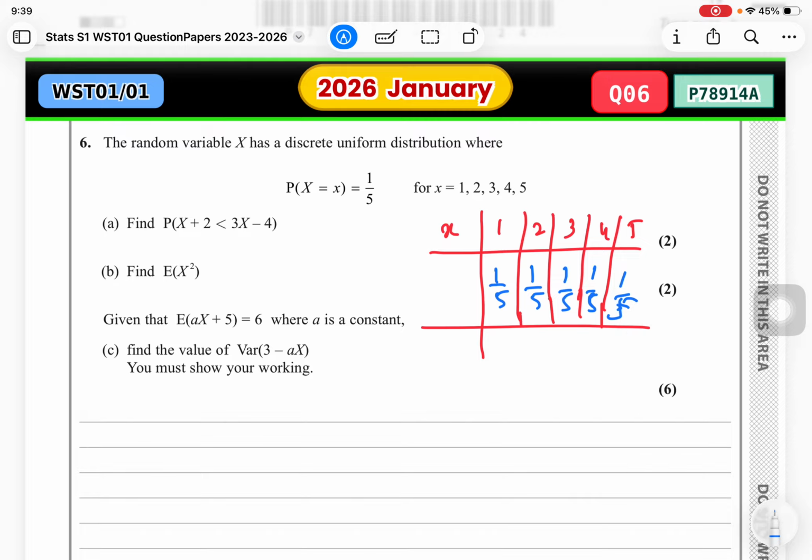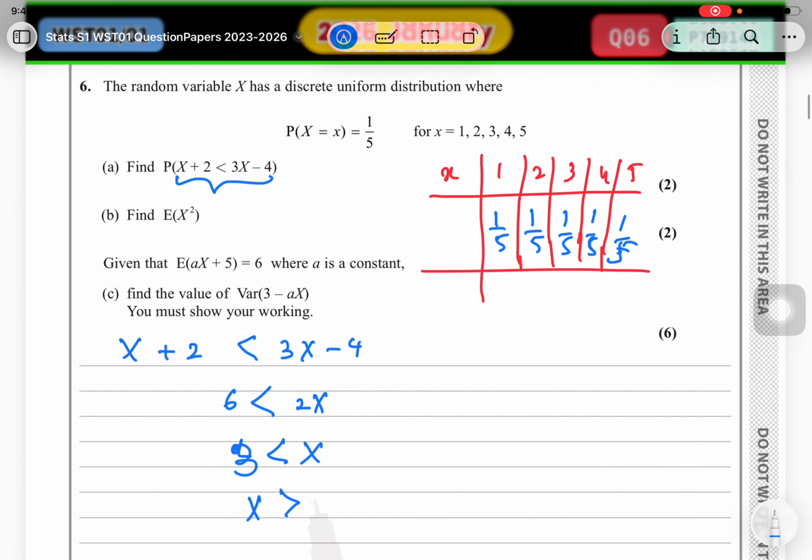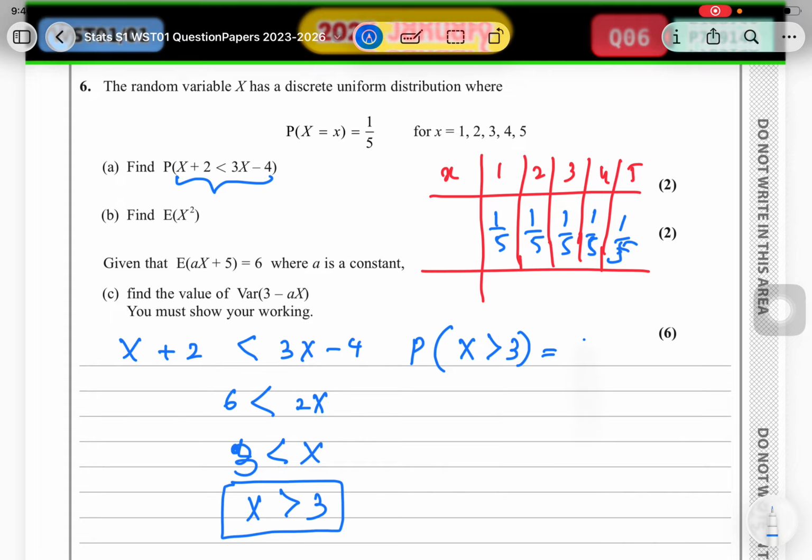Okay, now they're asking to find the probability of x for this expression. Let's try to simplify this expression. 3x minus 4. We can take the x's to one side, and here it should be 6. So this is our expression, that means x greater than 3. So we have to find the probability of x greater than 3. The points where x is greater than 3 are probability x equals 4 plus probability x being 5. So it's 1 over 5 plus 1 over 5. So the answer is going to be 2 over 5. So this is the answer for this one.